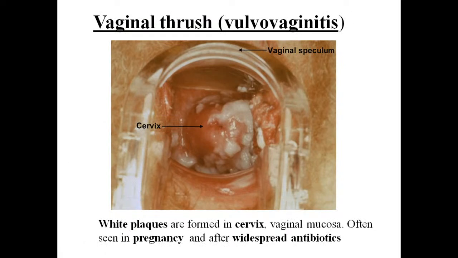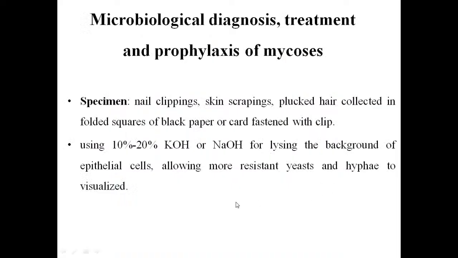Candida also may cause vaginal thrush or vulvovaginitis. We can see white plaques here: this is the opened vagina, this is the cervix, and there is a cervical channel. White plaques are formed in the cervix and vaginal mucosa, often seen in pregnancy because of metabolism change and after widespread antibiotic use.